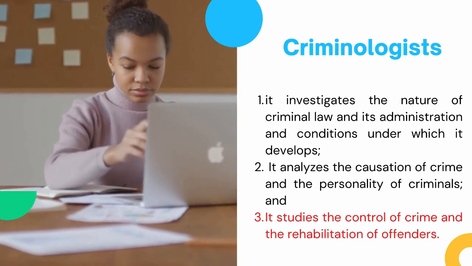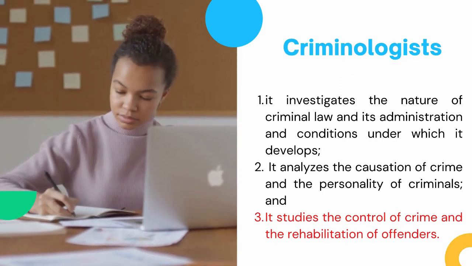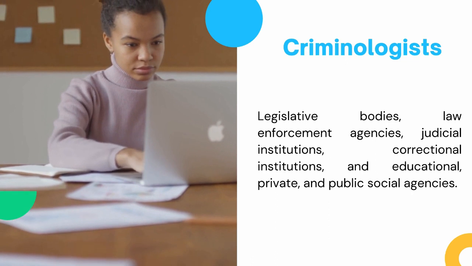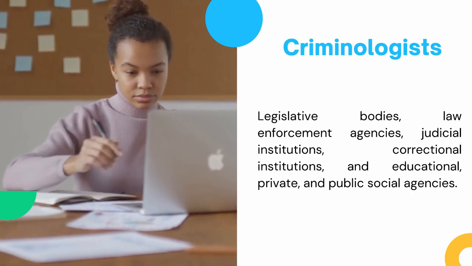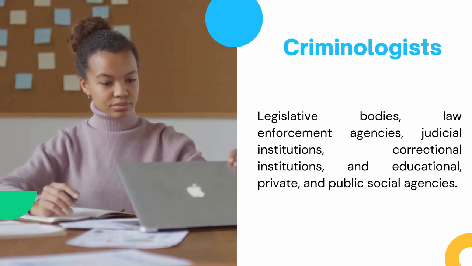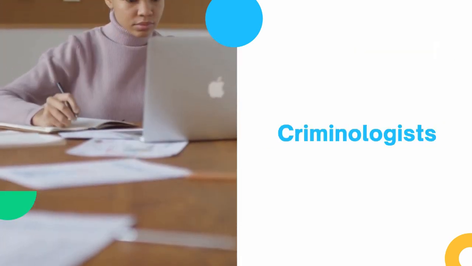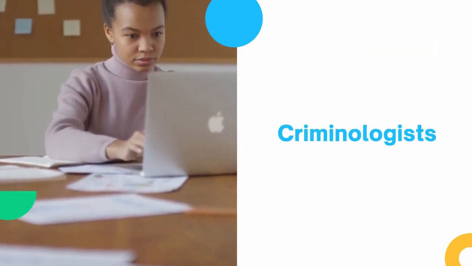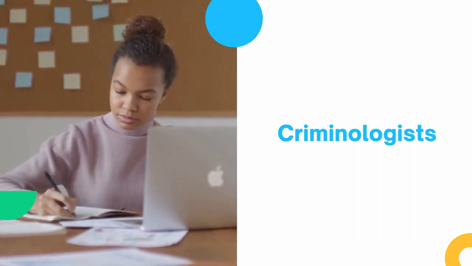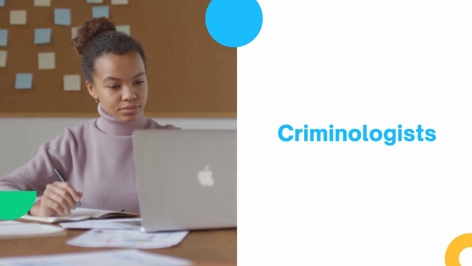Thus, criminology includes within its scope the activities of legislative bodies, law enforcement agencies, judicial institutions, correctional institutions, and educational, private, and public social agencies. Criminologists are social scientists who utilize the research methods of modern science to develop a body of general, verifiable principles regarding law, deviance, and crime.